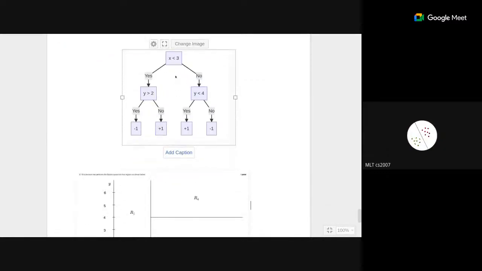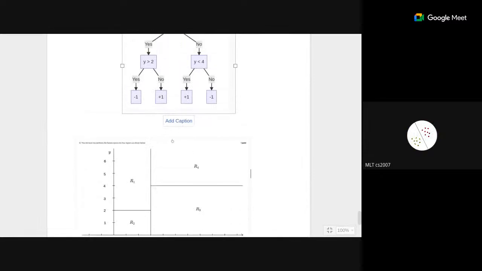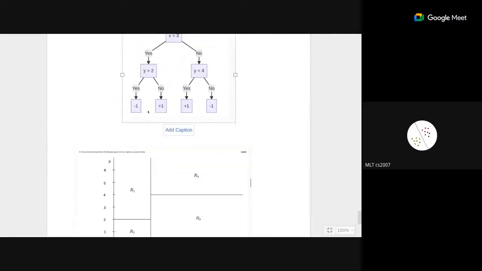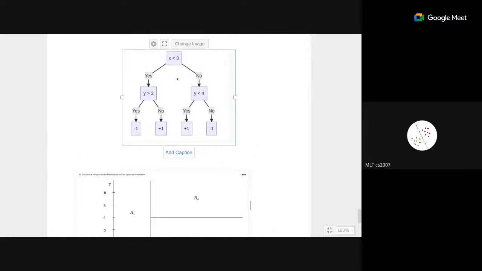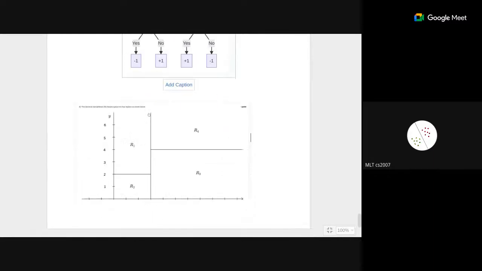So the tree is x less than 3, y greater than 2 is R1. The question is, basically you want to associate each leaf with a label, right? You have to remember one thing: each rectangular region into which you partition the space is associated with exactly one leaf. For example, x less than 3 is this vertical line, right? Everything to the left of this vertical line is x less than 3.